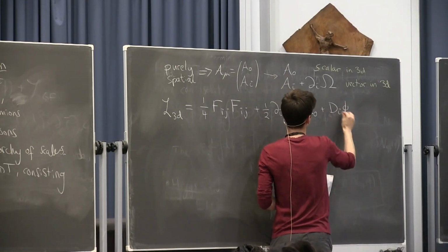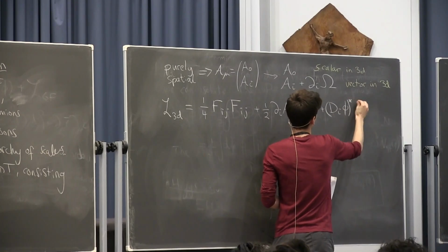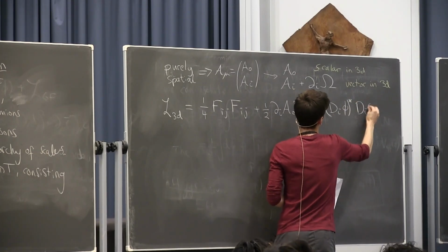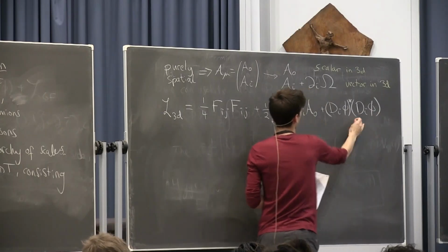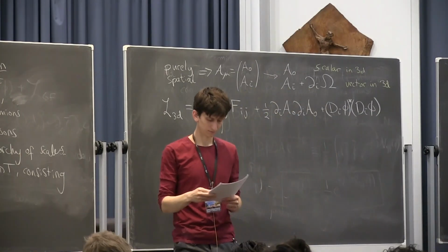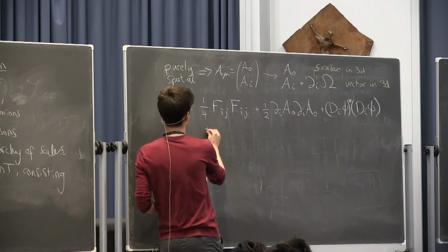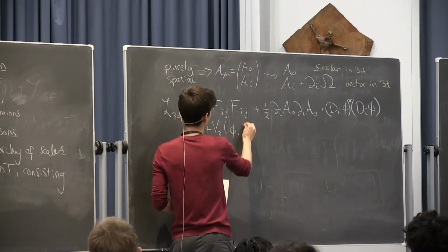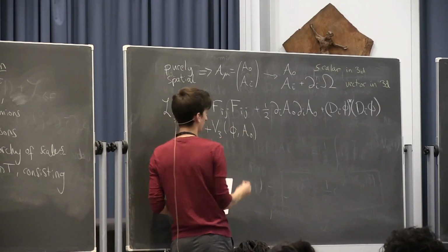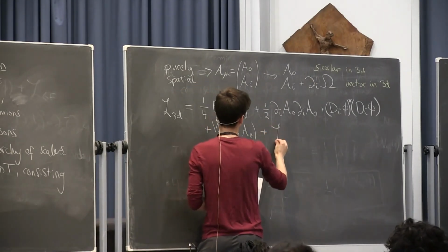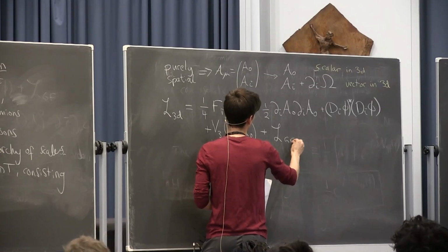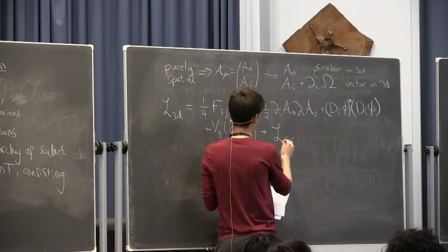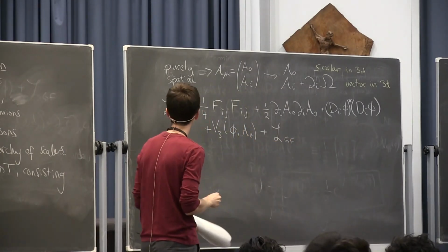We have a kinetic term for our scalar, purely spatial. And we have a potential which can now depend on our 2 fields, phi and A0, and then we have gauge fixing. And the gauge fixing, okay, whatever, I'll write it all.